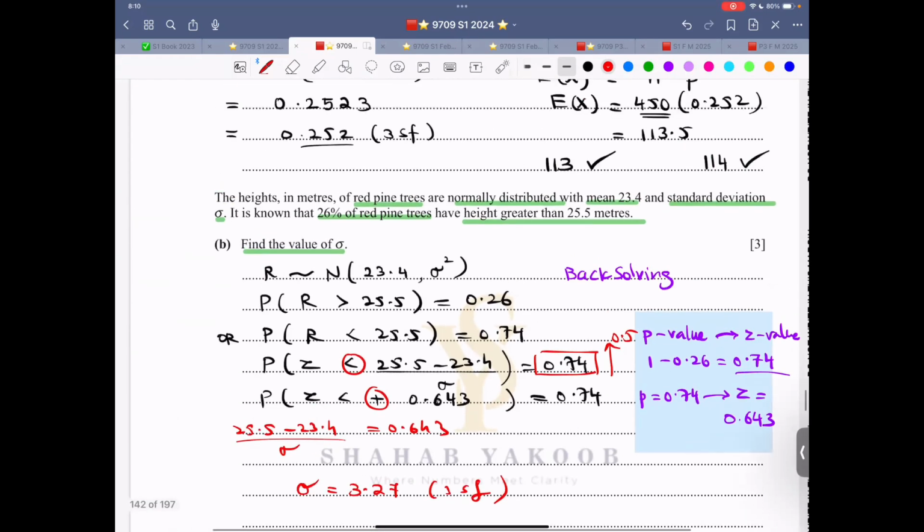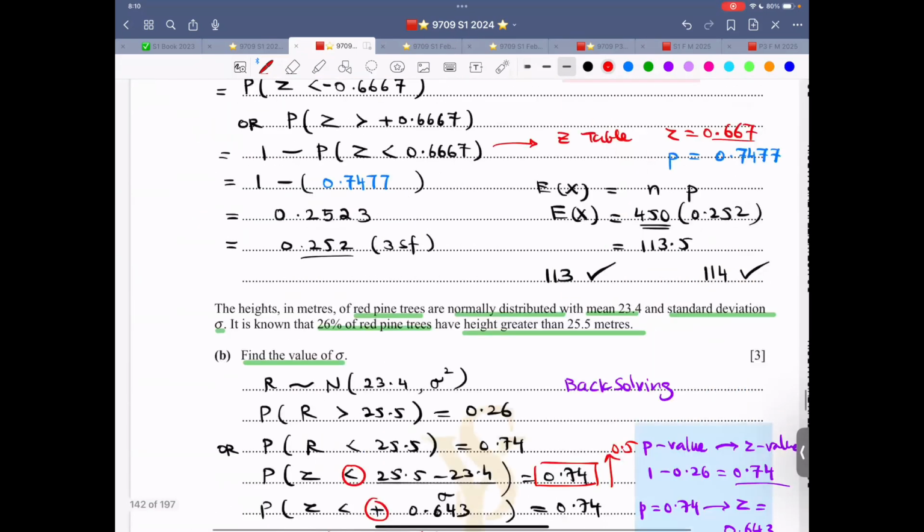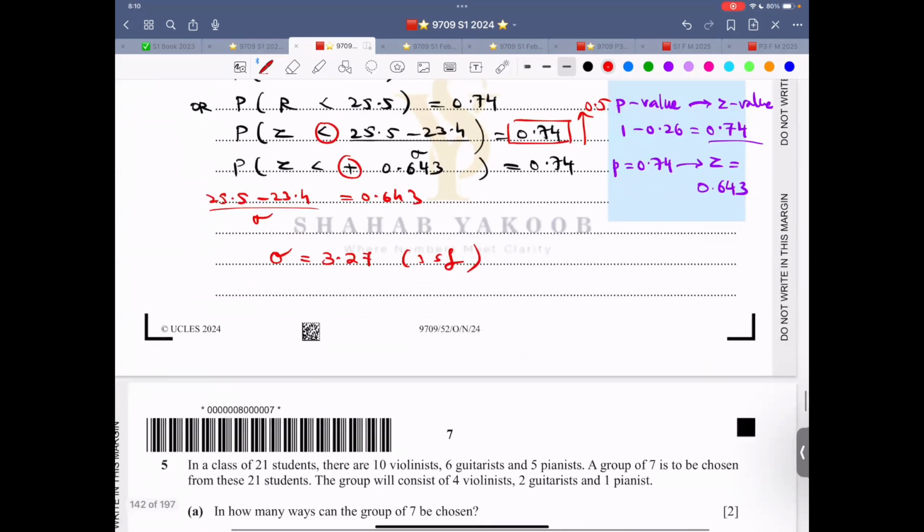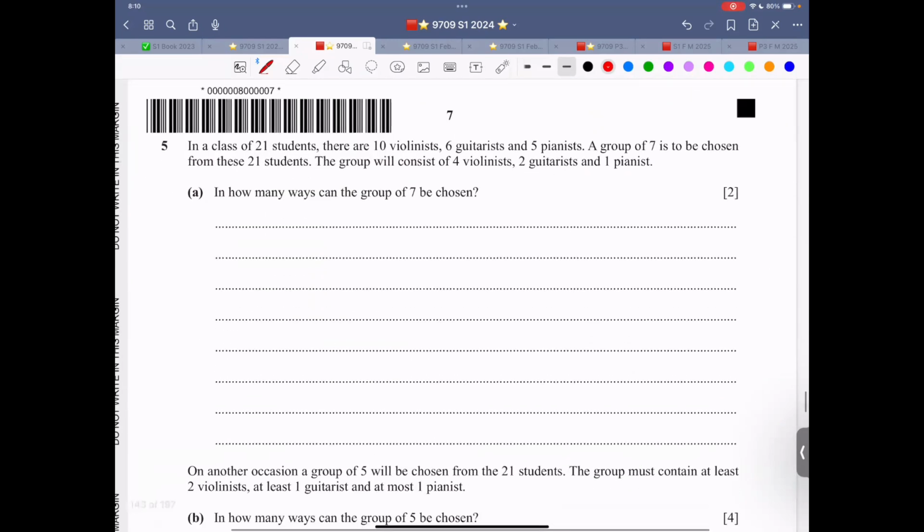All good, all clear? So now this is question number 4. That's done. Now let's look at question number 5. Read the question first, and then we will get started with this thing.